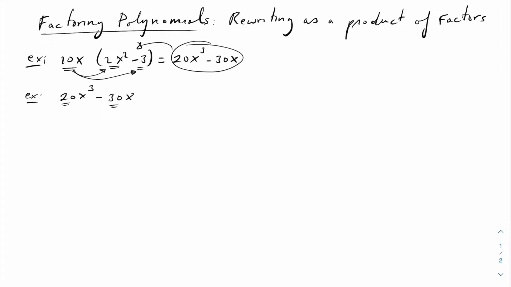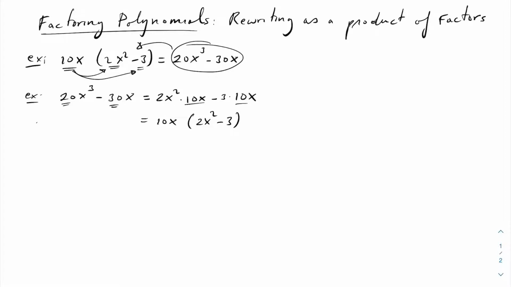Also, they share the variable x, so x is a common factor as well. So I know that these two terms have 10x as a common factor. And so I'm going to have 20x cubed written as 2x squared times 10x, and I'm going to have negative 30x written as negative 3 times 10x. Since I see that 10x fits on both of those terms, I can pull it out as a common factor. So I'm going to have 10x on the side, and in the parentheses, I'm just going to put whatever is left after I take the 10x out. That means 2x squared minus 3. So this is what factoring means.